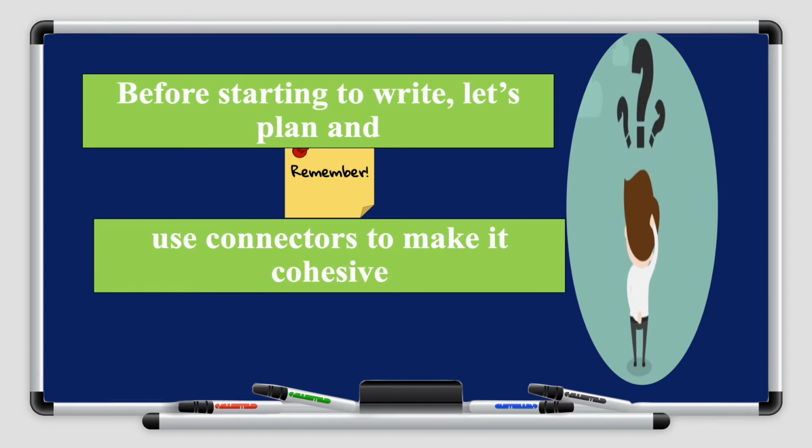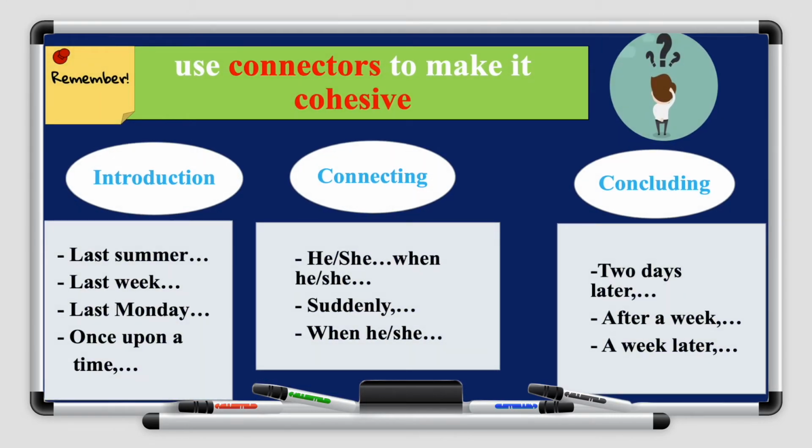Now, before starting to plan and write, let's use connectors to make it more cohesive. So in our writing, we are going to have the introduction, the middle, and the end. The introduction is where you introduce your topic. So it's last summer, you can use last week, last Monday, once upon a time. This is the introduction of your topic. And then you're going to connect. So he and she did something when something, and when someone did something. So here you connect. Suddenly, when. These are things that connect your paragraphs in the middle.